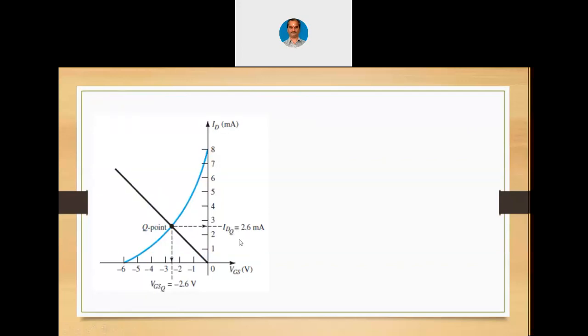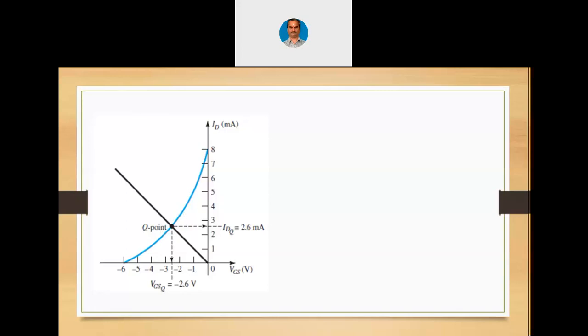Now, look at this particular picture. Now the transfer curve and the straight line both are together in this picture, and this is where the straight line is cutting the transfer curve, and you will get a Q point where IDQ corresponds to 2.6 milliamperes and VGSQ corresponds to 2.6 volts. Because we are going to plot it in the graph, we can get an accuracy only for a single decimal point.